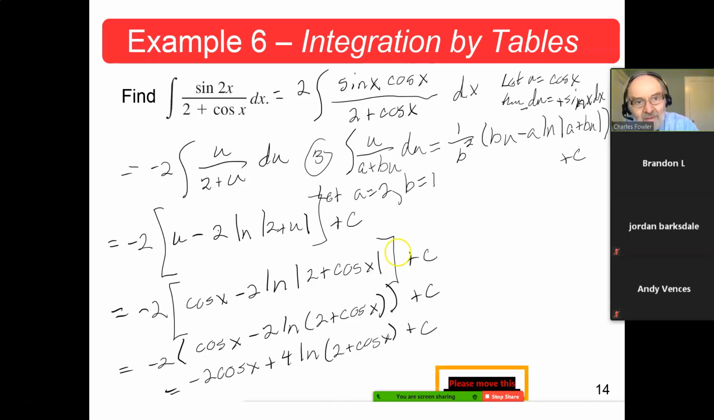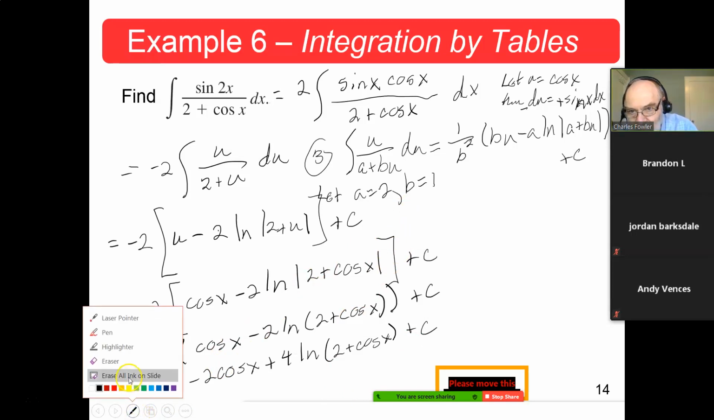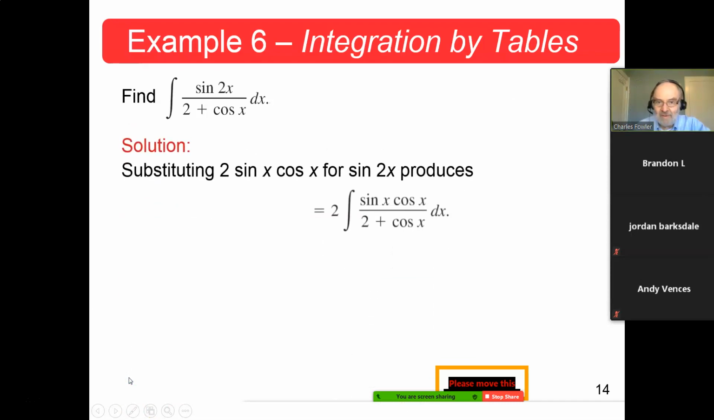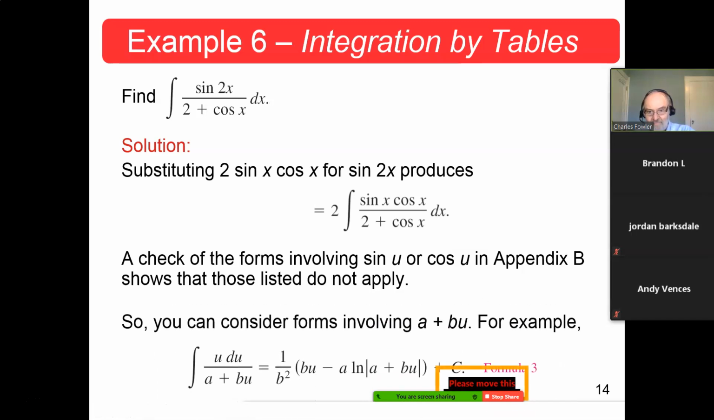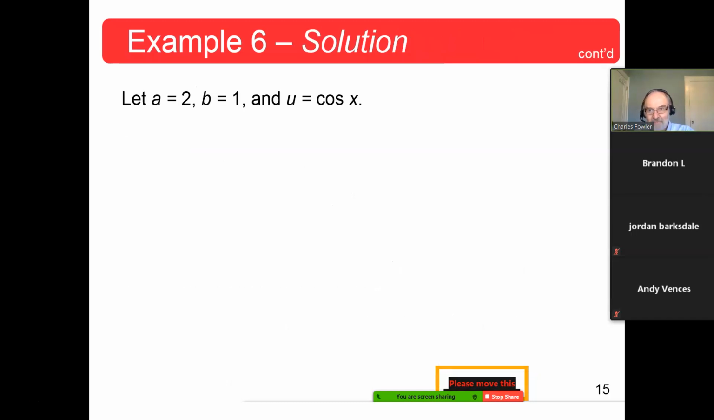Oh, wait, I'm sorry. We should have finished this. Let me erase all my ink, and let's see how they do. We had already seen they did what I did there, broke that sine 2x into 2 times sine x cosine x, and then if I had been paying attention, you would see with u equal to cosine x, du would involve a sine x dx. So that's what we use, and they use formula 3 just like we did. That's what they got. They still haven't done the u substitution, which they should have.